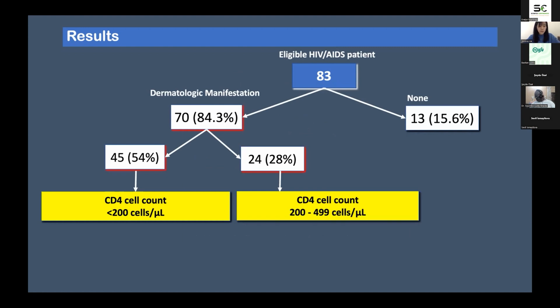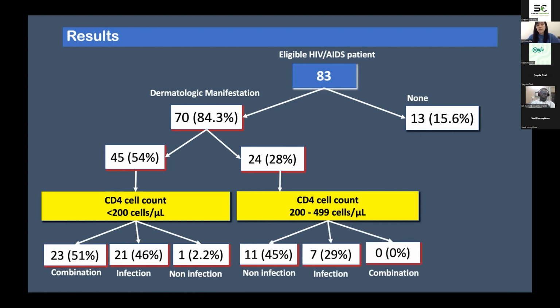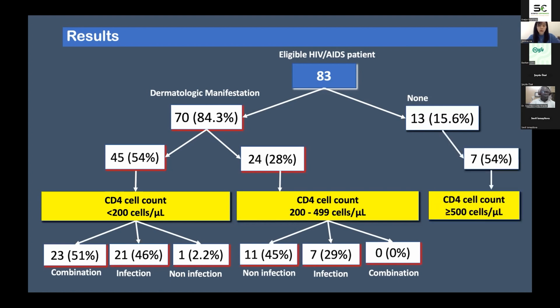The most common dermatologic manifestation among CD4 cell count less than 200 is combination, followed by infection and non-infection. While in CD4 cell count 200 to 499 cells, the most common is non-infection, followed by the others. And among the patients who had no dermatologic manifestation, 7 of them had CD4 cell count more than or equal to 500 cells, while 6 of them had 200 to 499 cells.